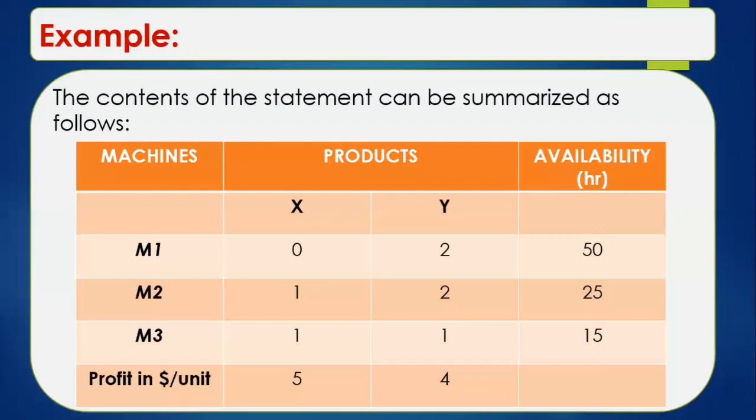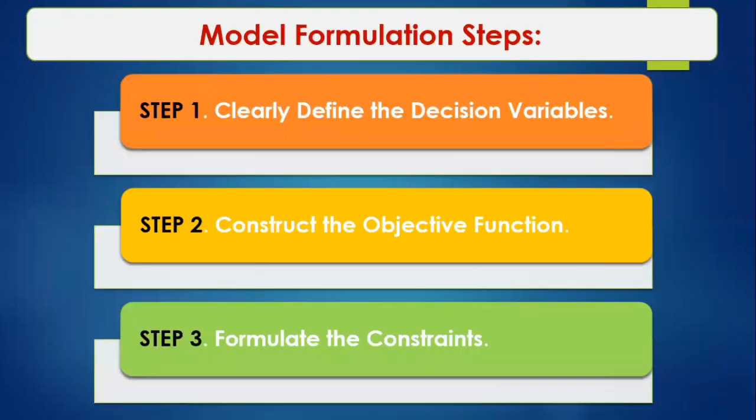And remember that its profit margin is $4 per unit. Now, how do we solve this type of problem? In solving this type of problem, we need to strictly follow these model formulation steps. The reason we need to follow these is for us to be guided, for us to be directed in properly answering the problem scenario.